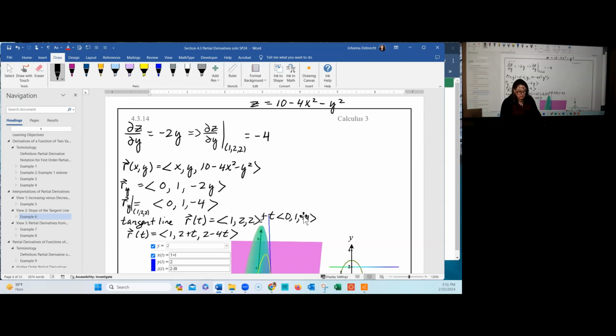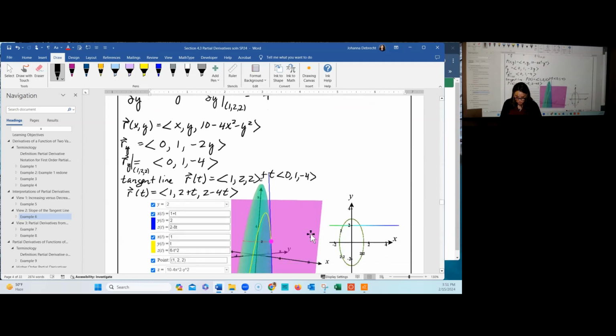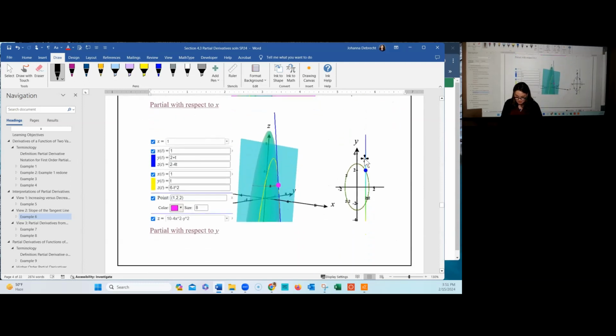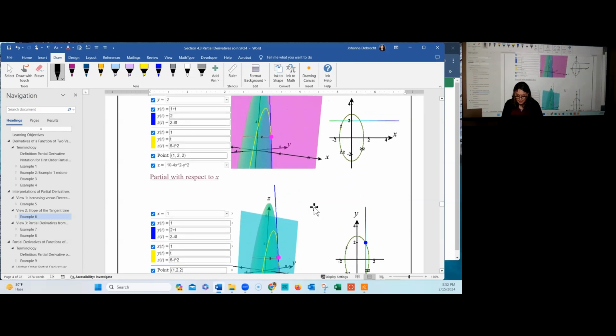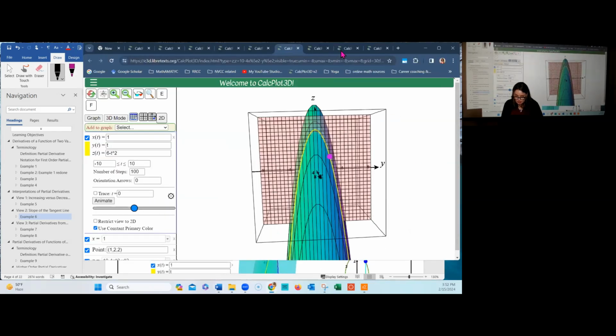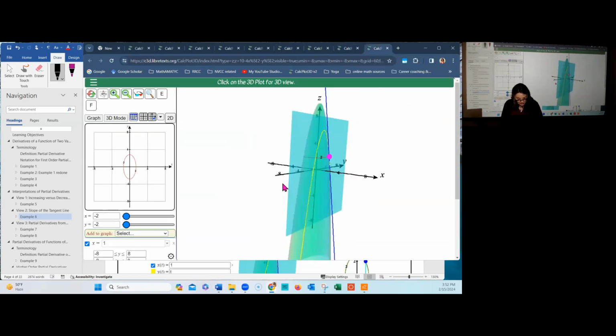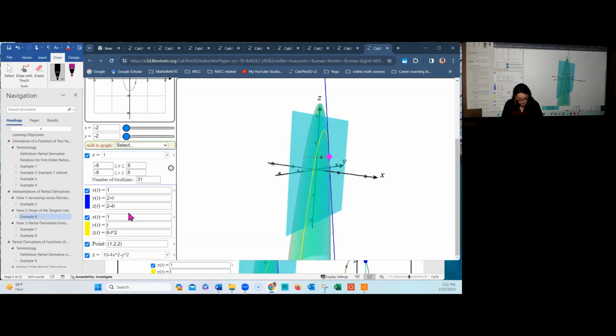When we do this, it is going to be parallel to the y-axis, and you'll see it down here, parallel to the y. And you can see here our graph of the trace and our graph of the tangent line in the directions. Let's go ahead and take a look at that one now. I believe that's this one. Yes, this one: 1, 2, 2, 0, 1, negative 4. All right. And that gives you this one right here.